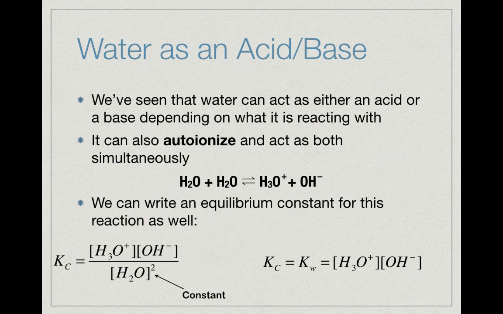But again, this is a very special type of equilibrium situation, the auto-ionization of water, so it has its own name. We just call it Kw. It's still an equilibrium constant, it's just a very special one. So we have Kw is equal to the concentration of H3O+ times the concentration of OH-.